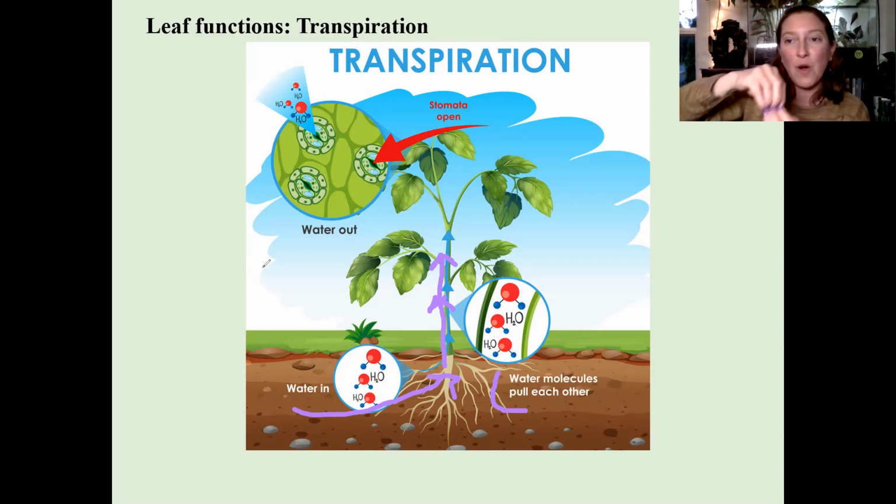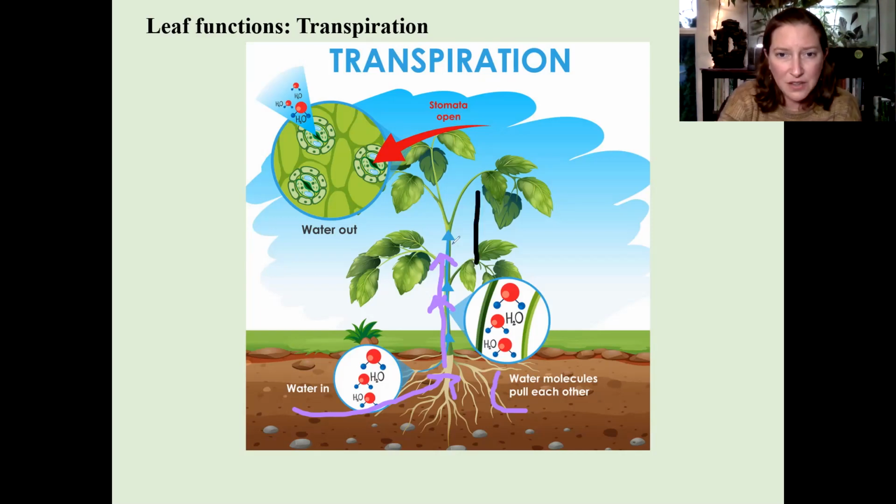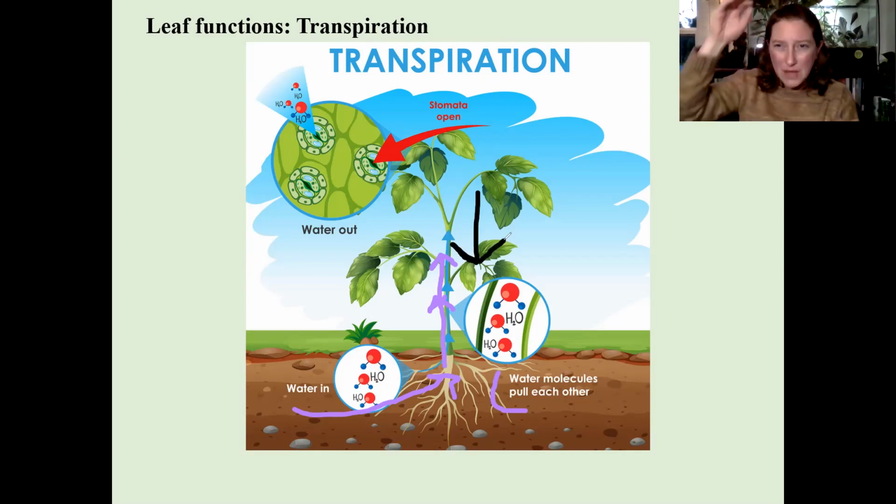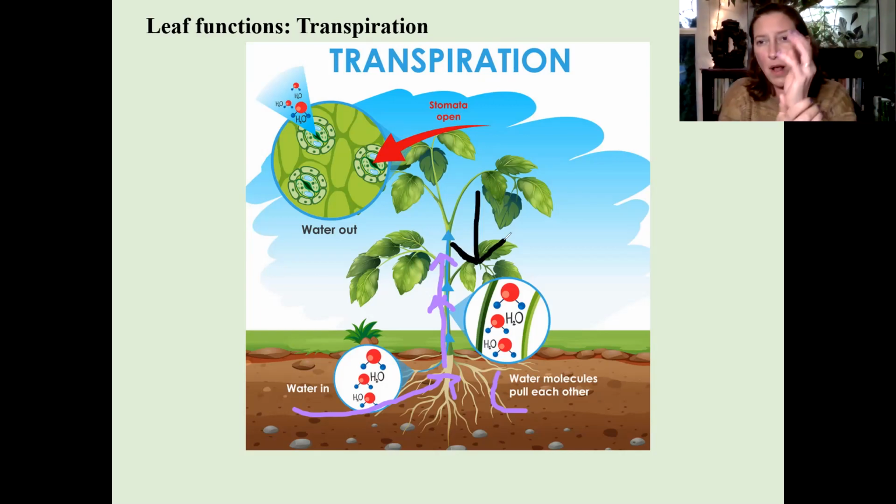And so even though the water molecules aren't really magnetic, they kind of want to be next to each other and they pull each other, eventually the forces of gravity are going to be so strong that the water molecules aren't going to be able to just keep going up the plant. Hence this thing called transpiration.